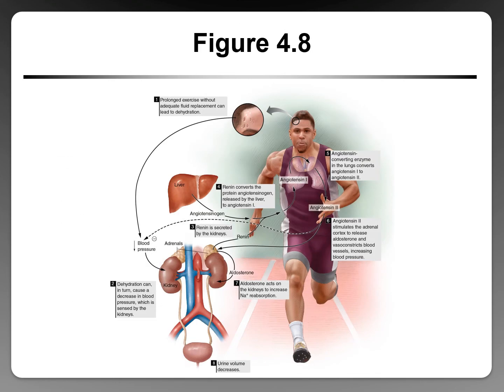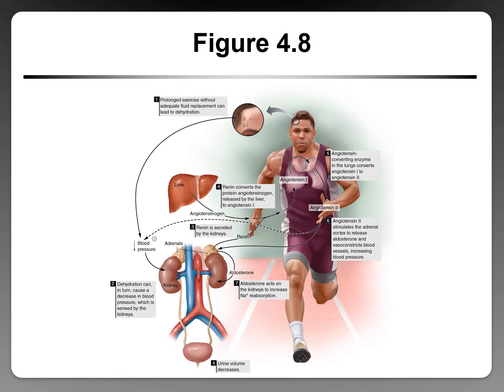Looking at this particular model, I'll walk you through this mechanism. Prolonged exercise without adequate fluid replacement will lead to dehydration. Dehydration can then in turn cause a decrease in blood pressure, which will be sensed by the kidneys. Renin will then be secreted by the kidneys. Renin will then convert the protein angiotensinogen, which is released by the liver, to angiotensin 1.